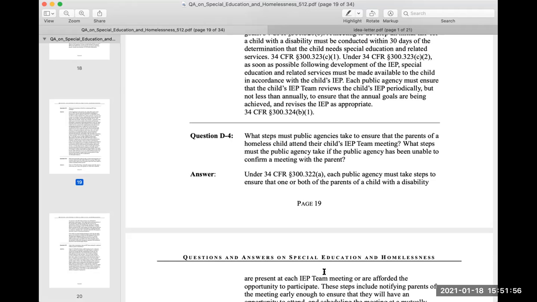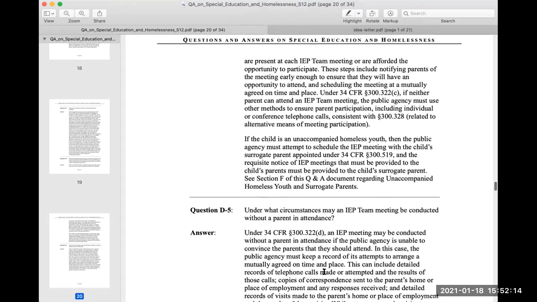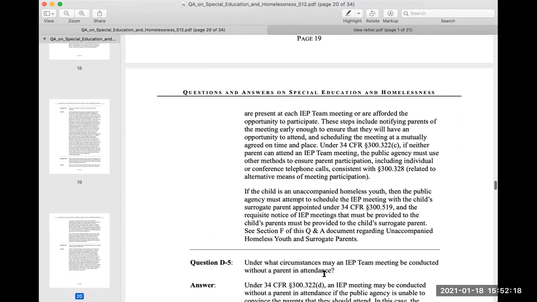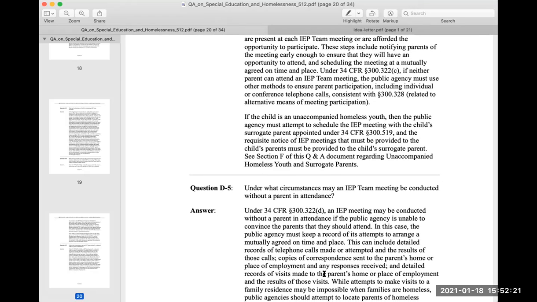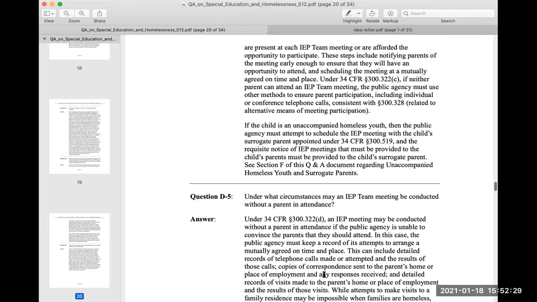300.324(b)(1). What steps must public agencies take to ensure that the parents of a homeless child attend their child's IEP team meeting? What steps must the public agency take if the public agency has been unable to confirm a meeting with the parent? Under 34 CFR paragraph 300.322(a), each public agency must take steps to ensure that one or both of the parents of a child with a disability are present at each IEP team meeting or are afforded the opportunity to participate. Page 19. Questions and answers on special education and homelessness. Question D4. Answer. These steps include notifying parents of the meeting early enough to ensure that they will have an opportunity to attend, and scheduling the meeting at a mutually agreed on time and place.